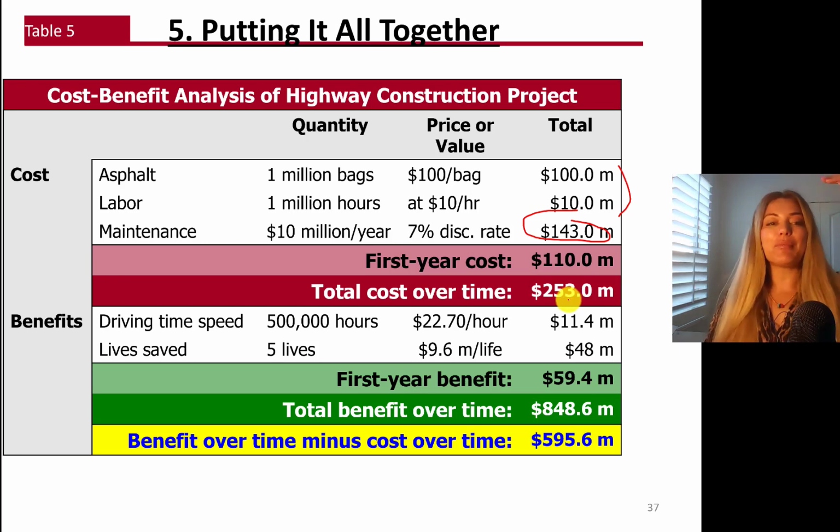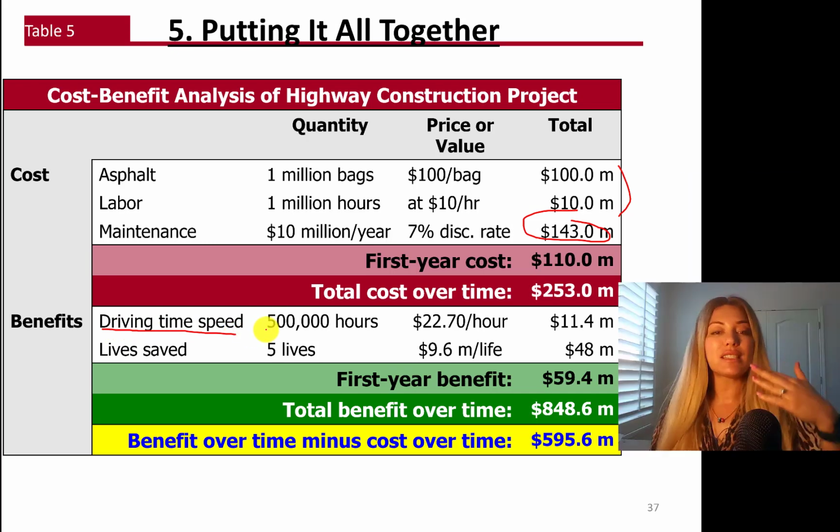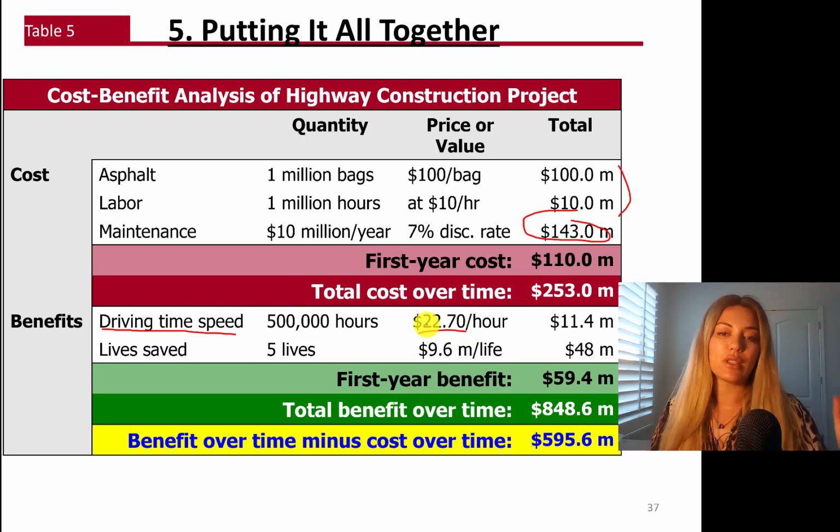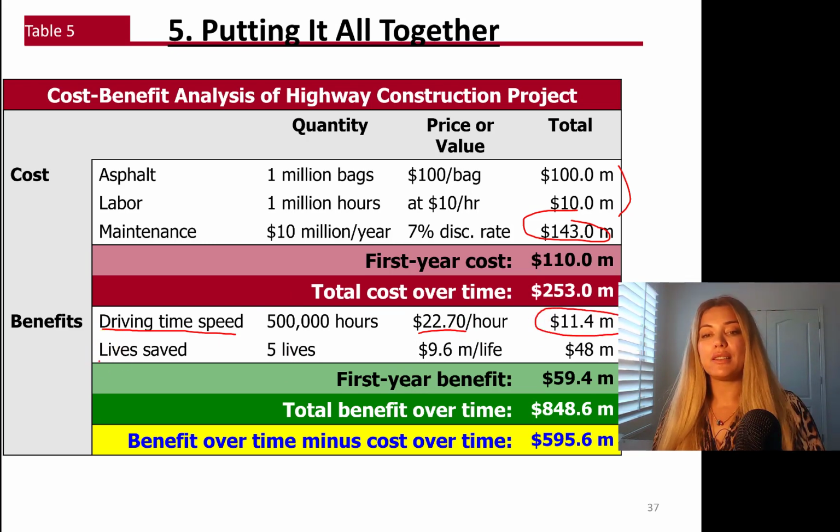Then we learned about benefits of this project. So we focused on driving time saved. So people would save per year 500,000 hours driving. And at $22.7 per hour, this is the average wage in the US, for instance. You can calculate in terms of that. This would be $11.4 million. I just multiplied 22.7 with 500,000.